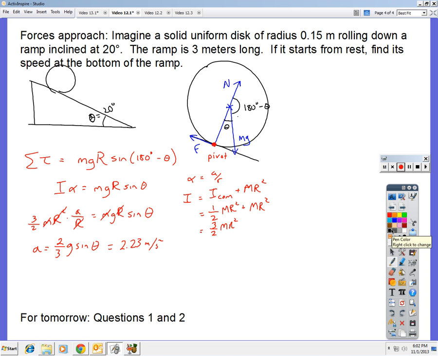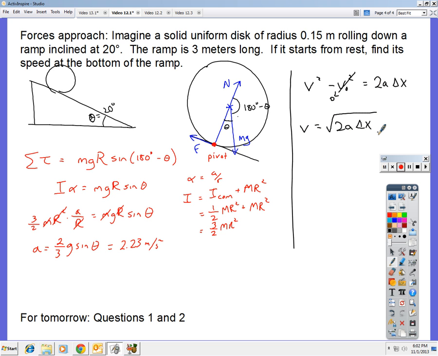Now we've got to find the speed. So now it just becomes a kinematics problem. We use the third kinematic equation. v naught is 0, we're looking for v. Delta x is 3 meters. And so when we plug in numbers, we'll get the speed at the bottom equals 3.66 meters per second. And that is how you do a torque-based approach to rolling.